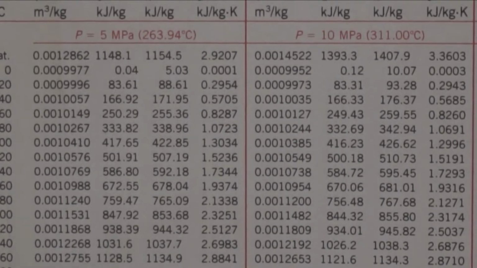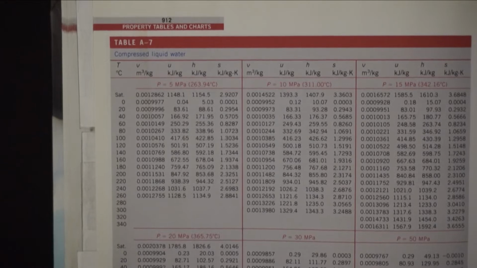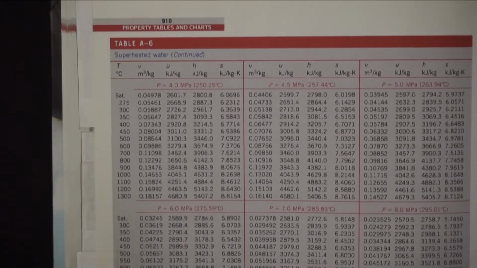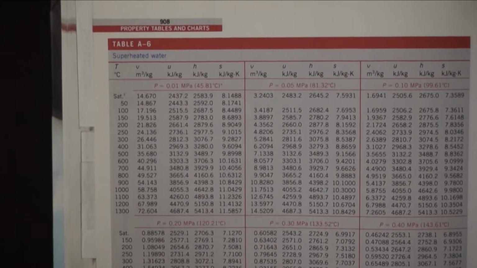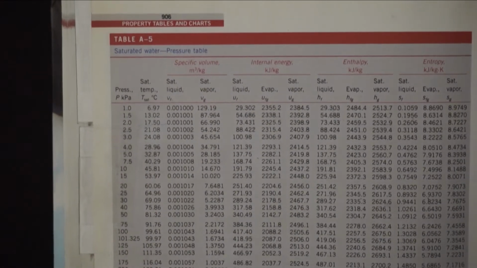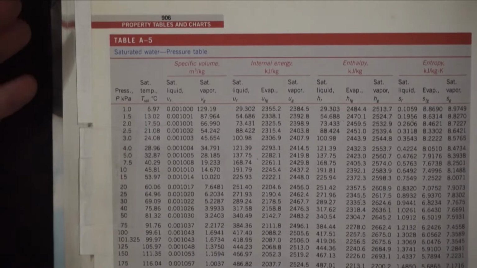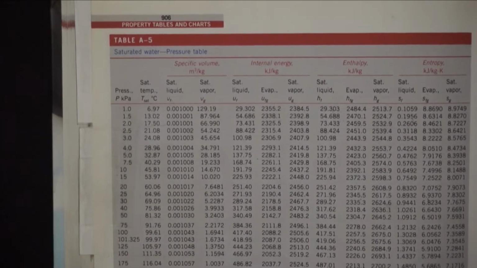So do we interpolate? No, we do not interpolate. We will go back to the table for saturated water, the pressure table. Well, why? It's a compressed liquid. Water is incompressible. It doesn't matter if it's a compressed liquid.